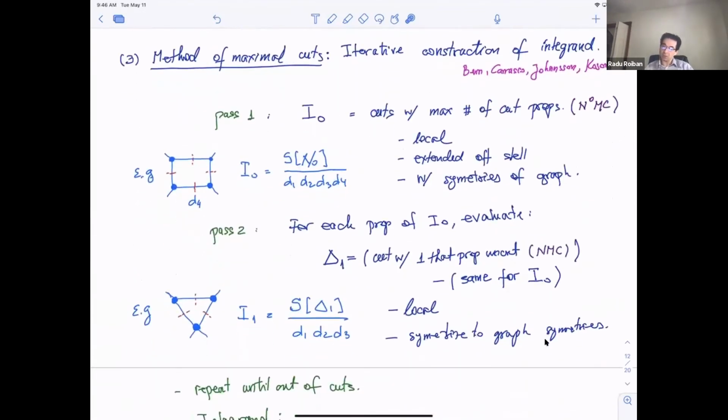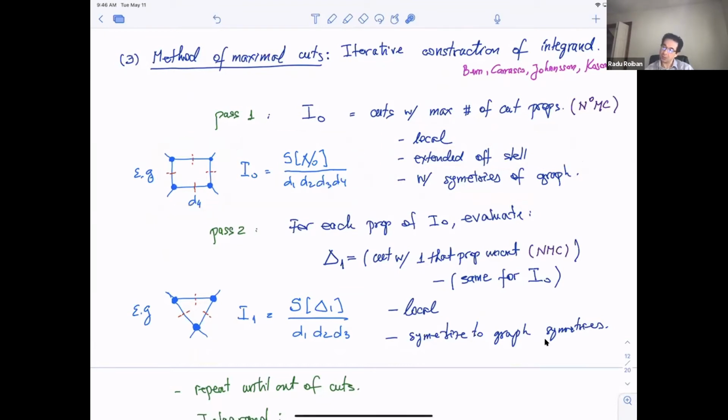And last but not least, there is yet another method that goes by the name of the method of maximal cuts, which is just as algorithmic as the previous one. This one basically is iterative. One starts with the strongest pole there is. Here is an example, and takes the residue, cleans it up a bit, extends it off shell, and then symmetrizes it if one wants to get a result that exhibits graph symmetries, and this is iteration number 1 for the integrand.